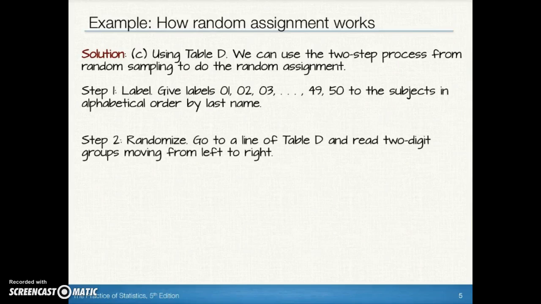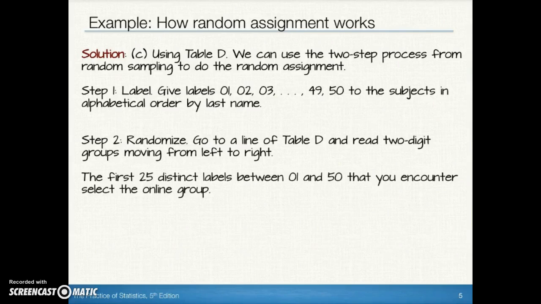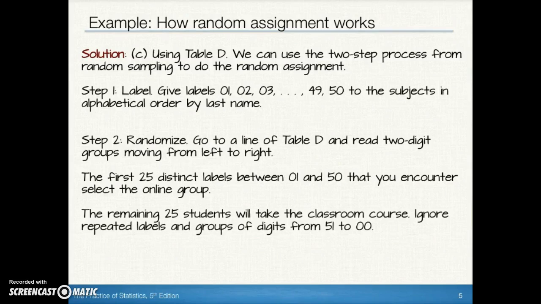Then we'd randomize. We could go to a line of Table D and read 2-digit groups moving from left to right across the row. The first 25 distinct labels between 01 and 50 that we encounter would select the online group. Remember, we have to ignore repeats, and we'd also have to ignore any numbers that fall outside of the 01 to 50 range. Finally, the remaining 25 students would take the classroom course. Like I said, we'd ignore repeated labels and groups of digits from 51 to 00.